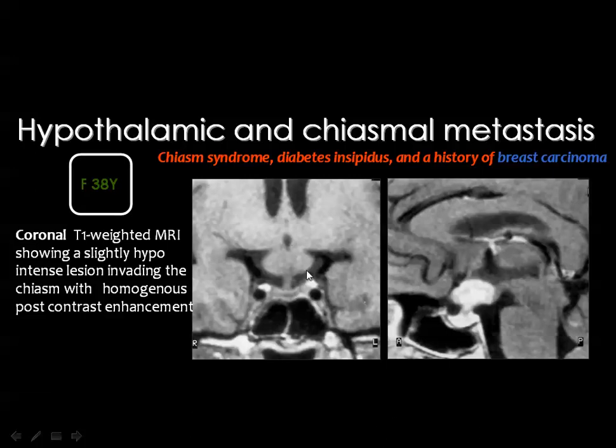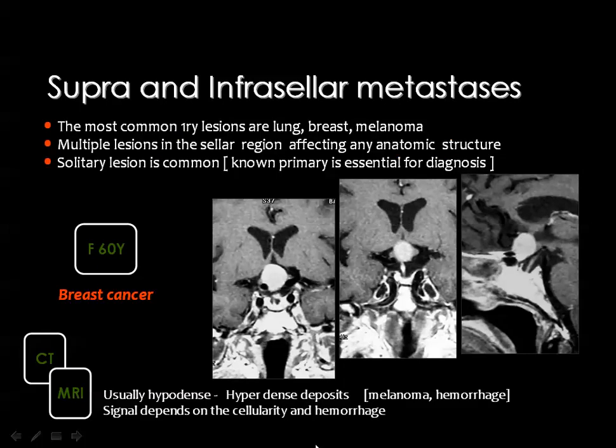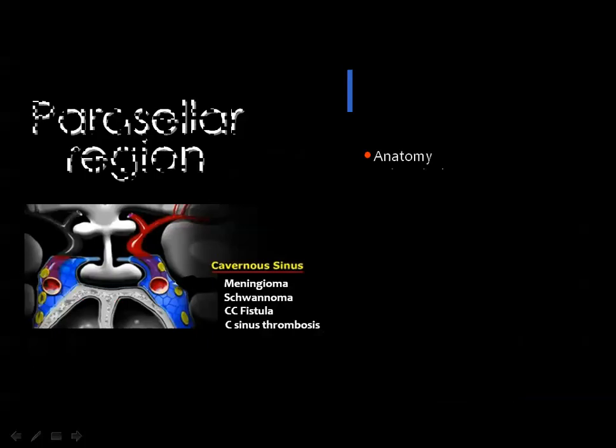And this is a mass in the region of the optic chiasm, and the mass is strongly enhancing. This is a female patient, and she has a breast carcinoma. Then you consider the possibility of metastasis. And this is also a female patient with breast cancer, and there is a mass centered in the region of the chiasm, slightly to the right side, which is representing a metastatic deposit.